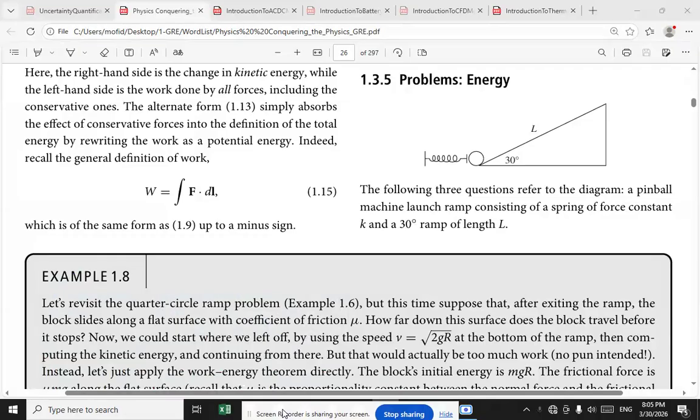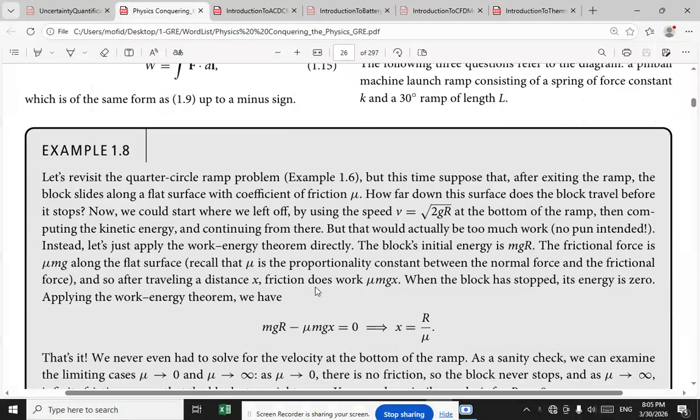The following three questions refer to the diagram: a pinball machine launch ramp consisting of a spring of force constant K and a 30-degree ramp of length L. And now I want to go through example 1.8.